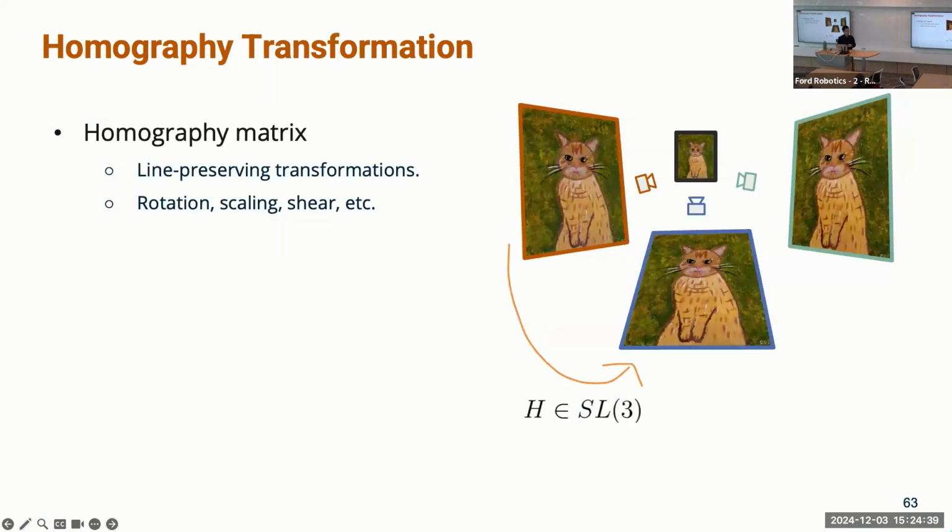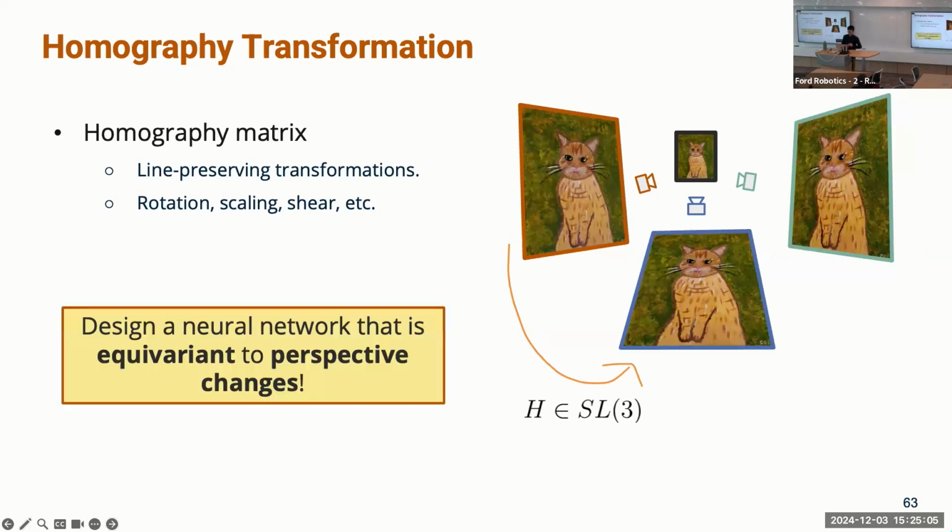It turns out that if the object is planar, its projection onto two different image frames can be modeled exactly using a homography matrix. A homography matrix is a 3x3 matrix that is a line-preserving transformation, which includes rotation, scaling, shear, perspective transformation, and so on. And it can be captured using the special linear group, SL3. So in this part, we want to design a neural network that is equivariant to these perspective changes.